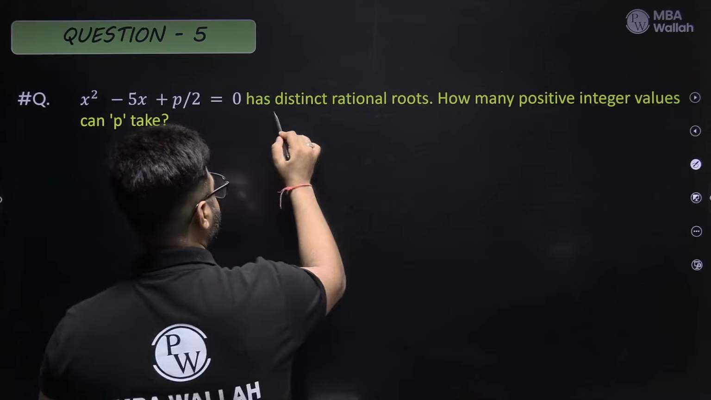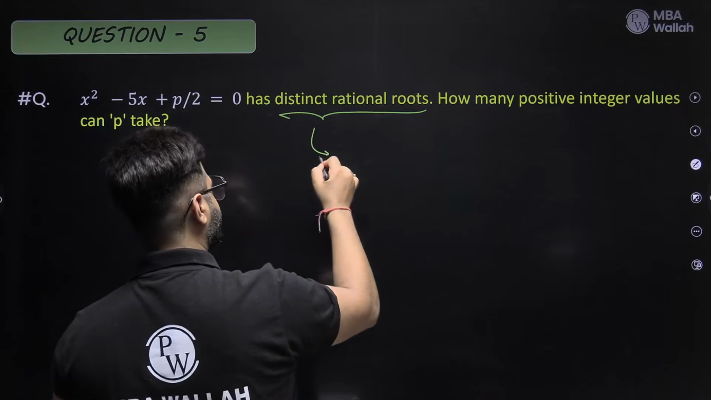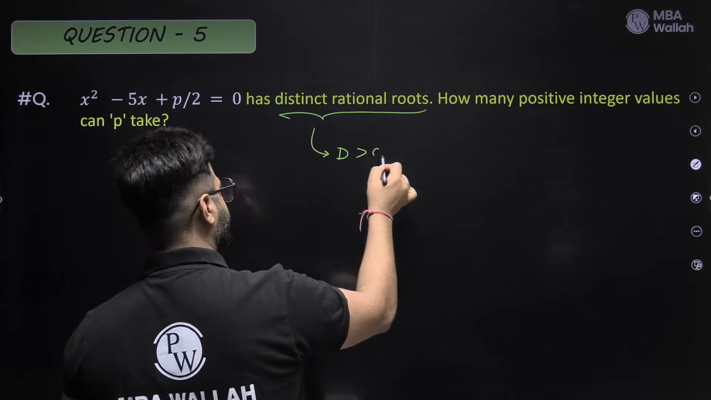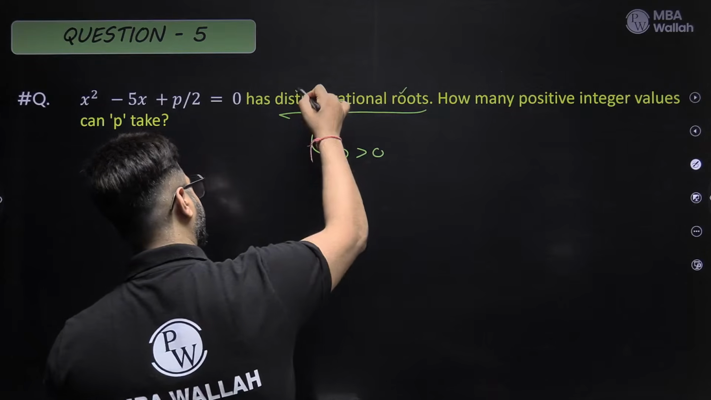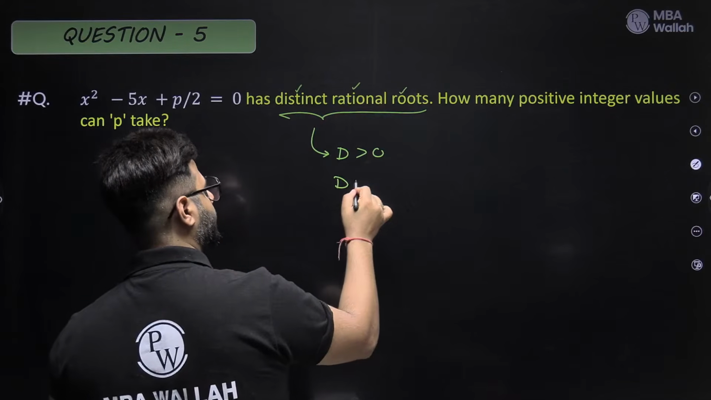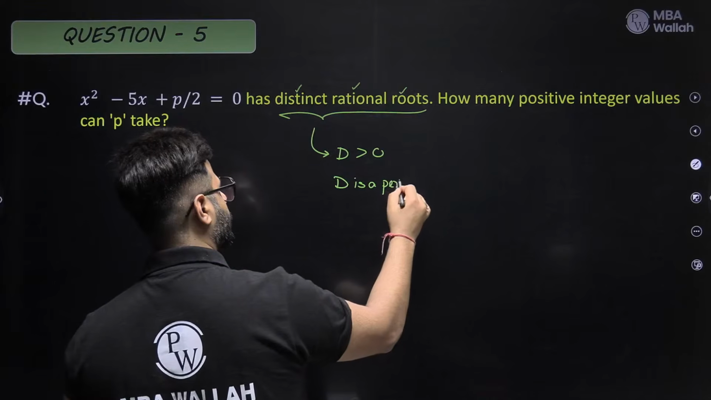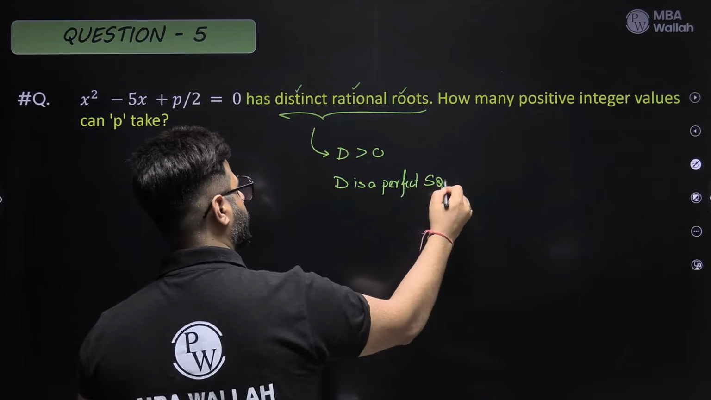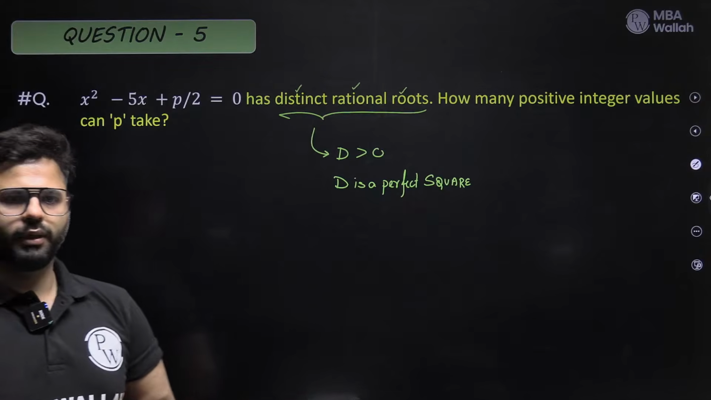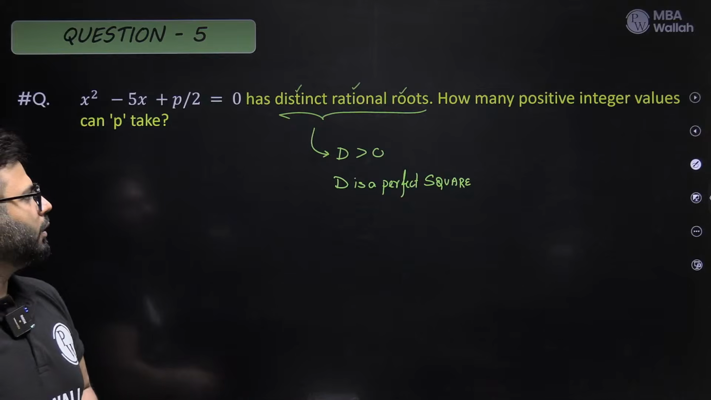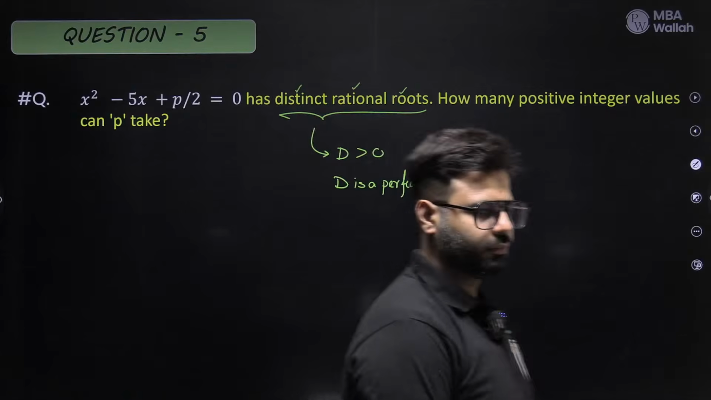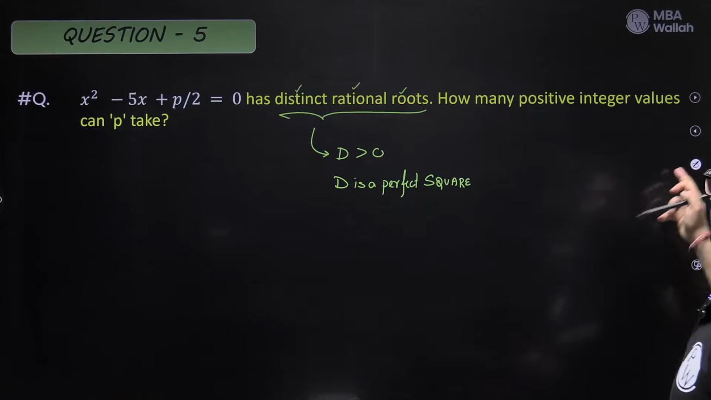As soon as you see distinct rational, your mind says that D definitely has to be greater than 0, because you're getting distinct roots. But now it is also rational, that means D is a perfect square. This much is known to us about D. The more we know about D, the more equations we can make for P. So D is greater than 0 and D is a perfect square. Everybody agrees?